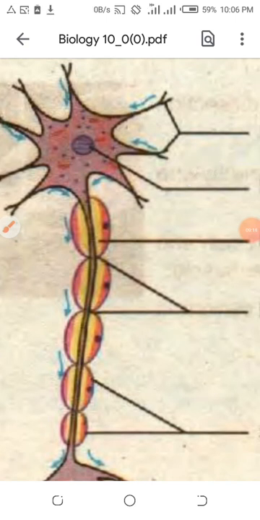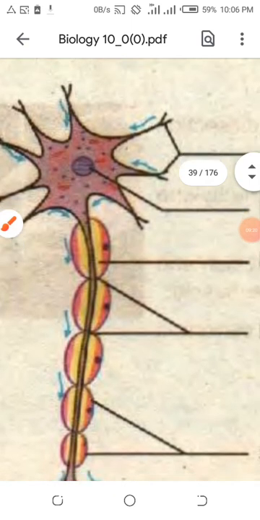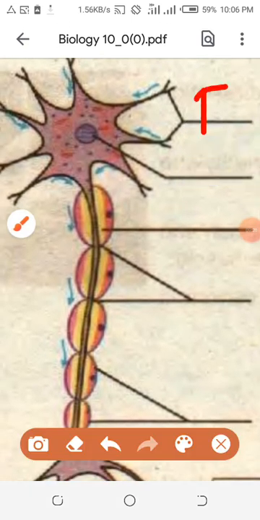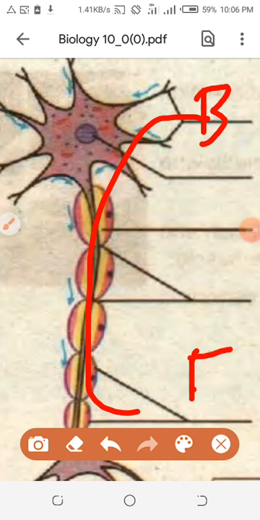What is the function of the motor neuron? Here will be the brain. The motor neuron conducts the message from the brain to the effectors. So the motor neuron is very important, because it conducts the message from the brain to the effectors, and the effectors are the muscles and the glands.